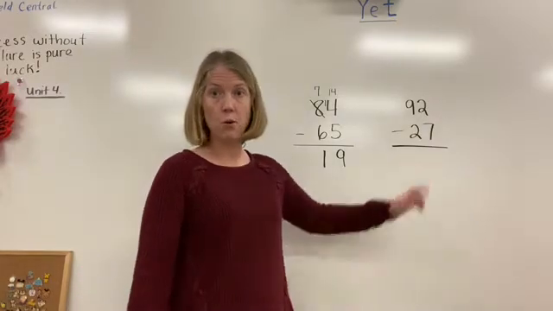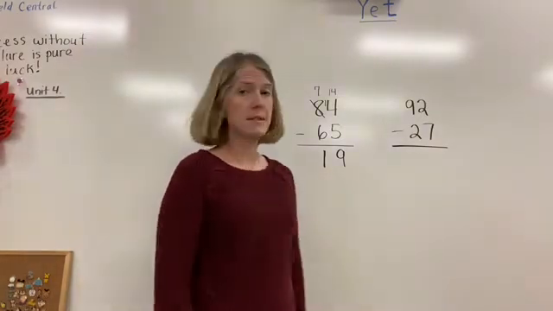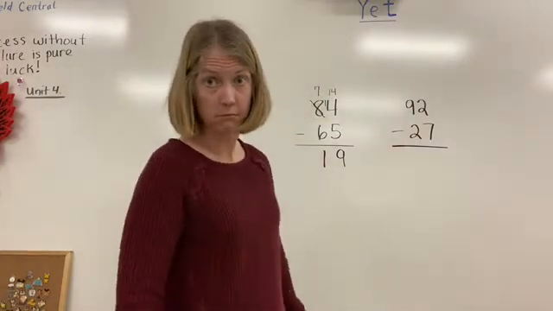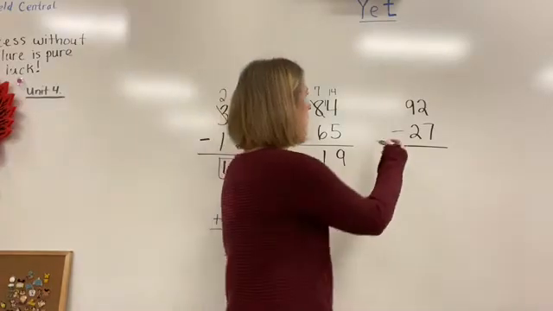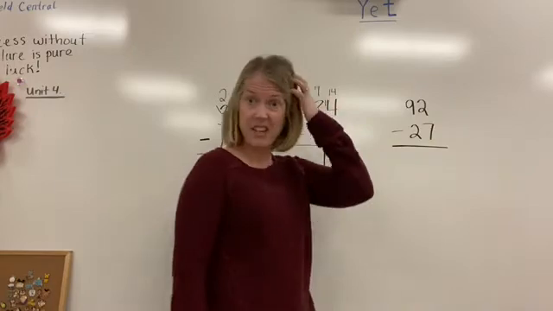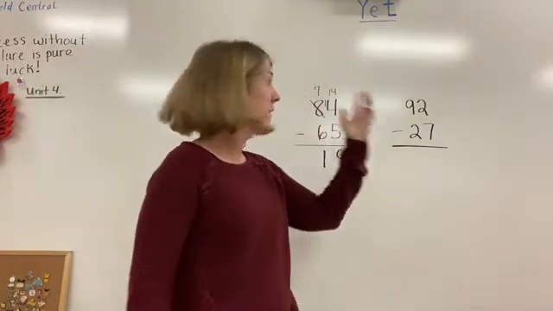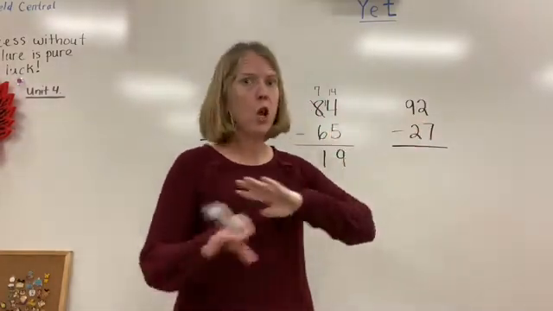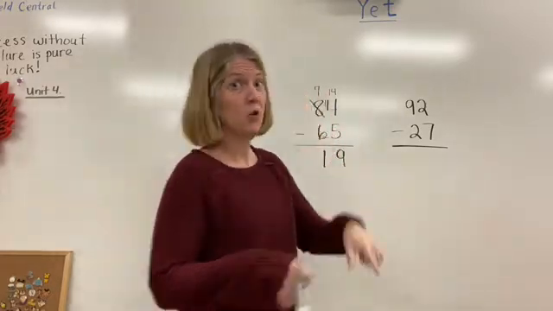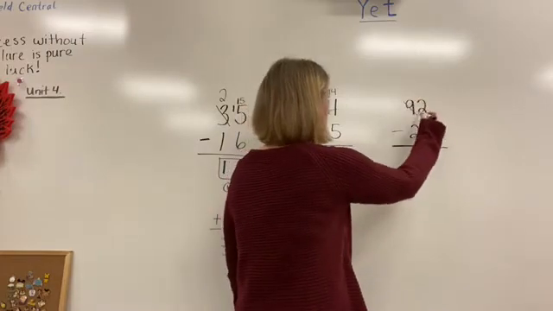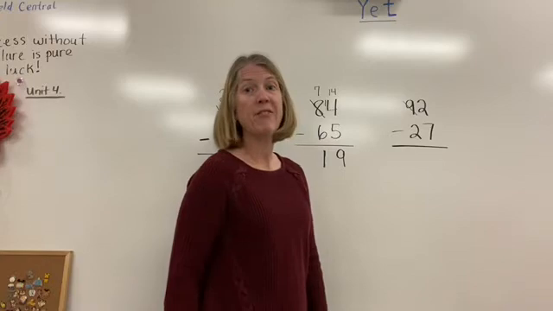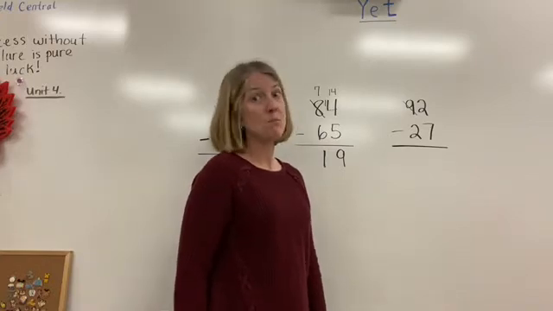All right, let's try one more. This problem is 92 minus 27. Why don't you go ahead and write that down? All right, so when I come to my ones place and I see 2 minus 7, I can't do that. So can I just say, oh, 7 minus 2? No, that's subtracting up, and that is illegal. I have to go next door and get 10 more if my bottom number, my floor number, is more.